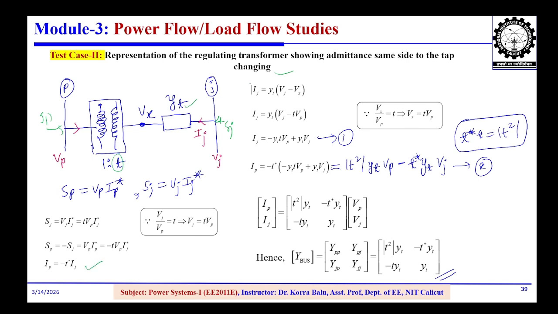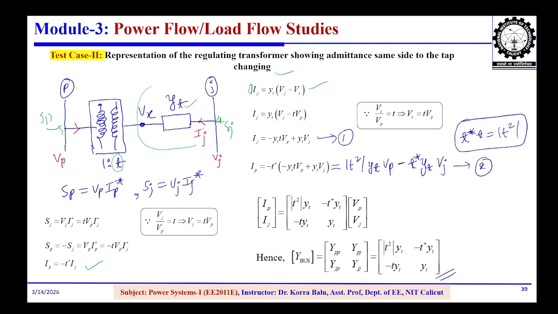Now get the Ij value. From this side, you'll get Ij equal to yt into (Vj minus Vx) up to this point. From the current passing through this yt, it gives (Vj minus Vx) into yt. So here you'll get this value. Now Ij is equal to yt into Vj, into which we substitute here.